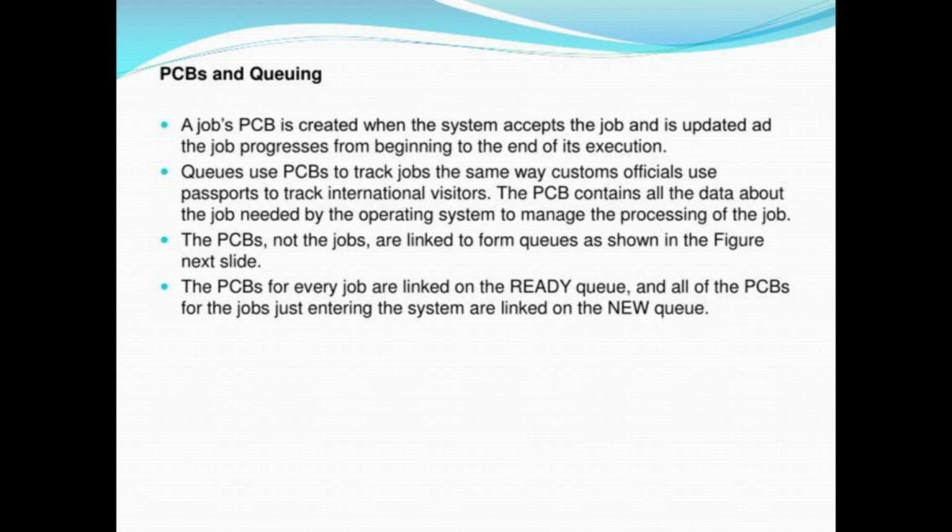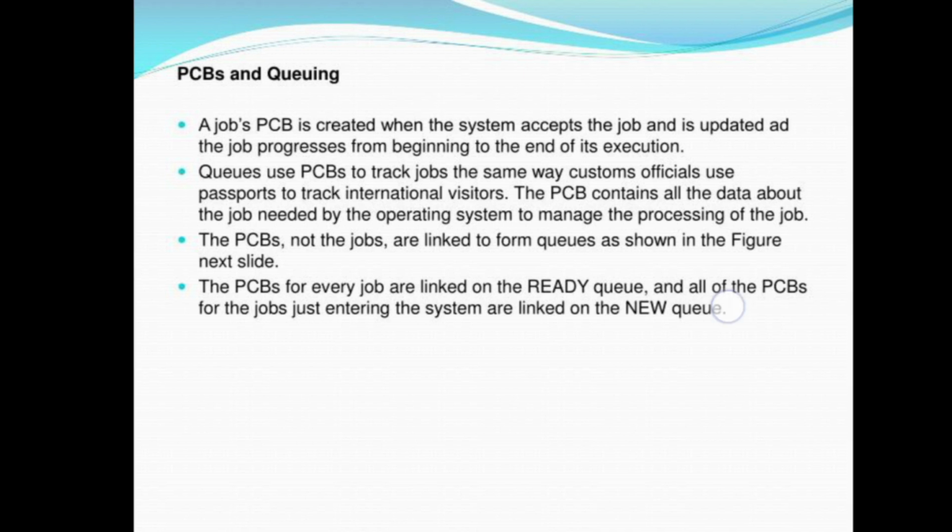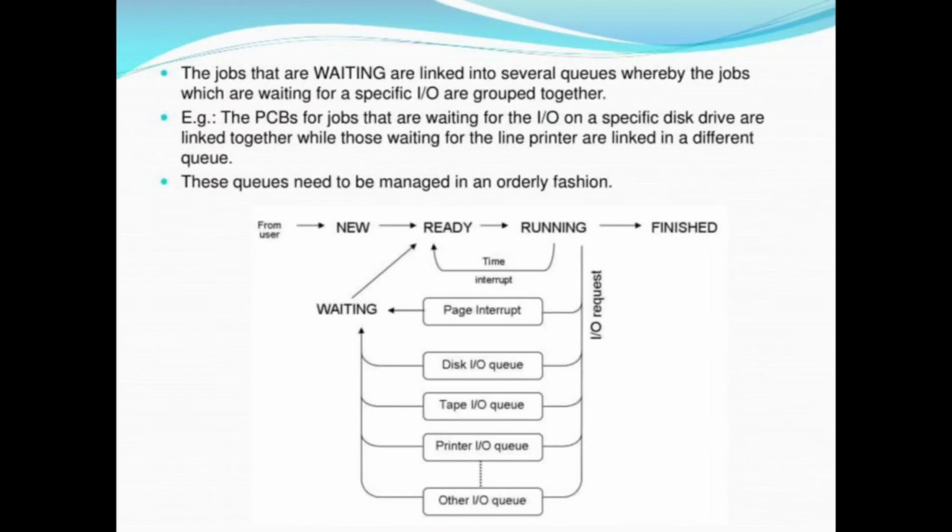PCB and queuing. A job's PCB is created when the system accepts the job and is updated as the job progresses from beginning to the end of its execution. Queues use PCBs to track jobs the same way customs officials use passports to track international visitors. The PCB nodes of jobs are linked in queues as shown in the next slide. The PCBs of every job are linked on the ready queue, and all the PCBs for jobs just entering the system are linked to the new queue. That is defined in this slide.